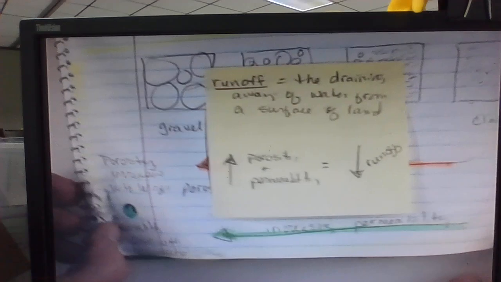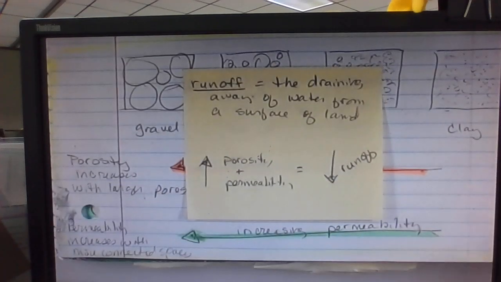All right, post-it note. Runoff is the draining away of water from a surface of land. An increase in porosity and permeability equals a decrease in runoff.